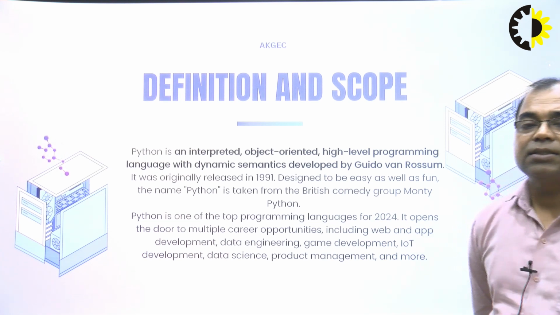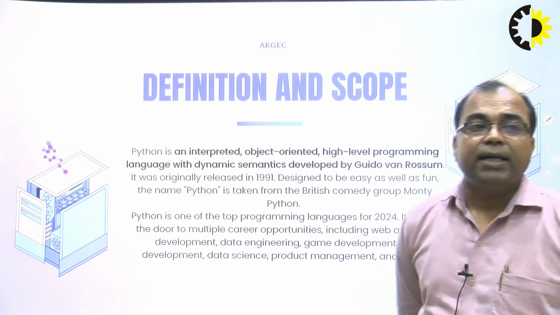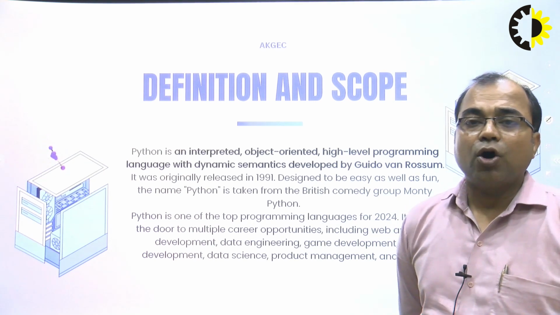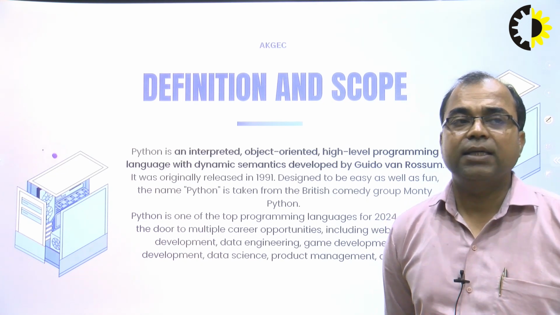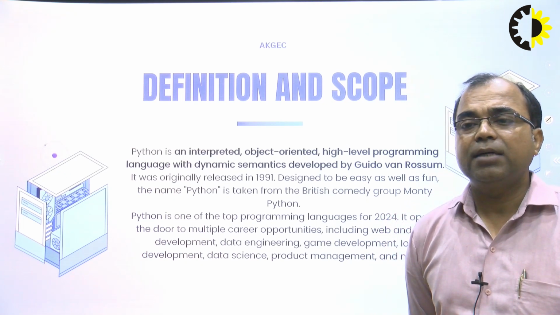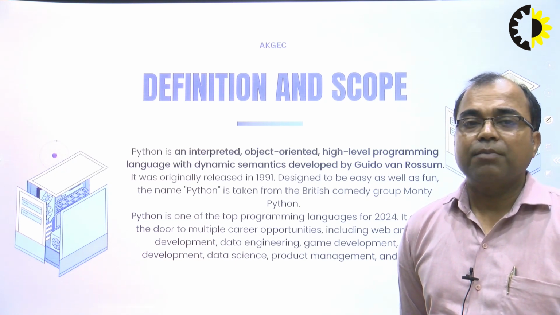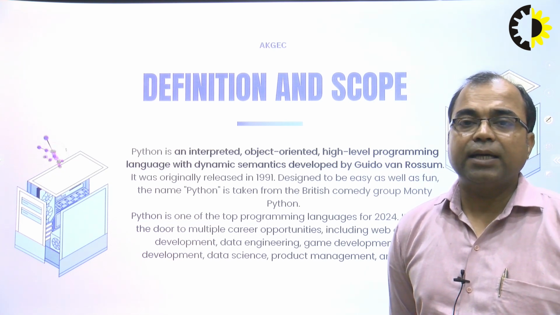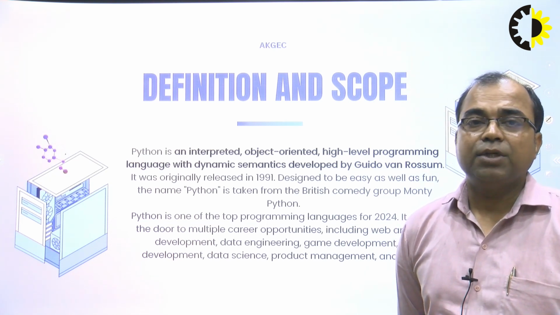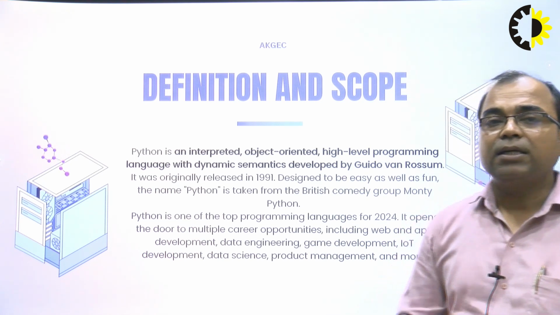Python is a very popular interpreted, object oriented, high level programming language. What is interpreted? Interpreted means that when we start our program, there are two types of compilers: one is the interpreter type, another is the compile type. Python is an interpreted programming language which compiles line by line.